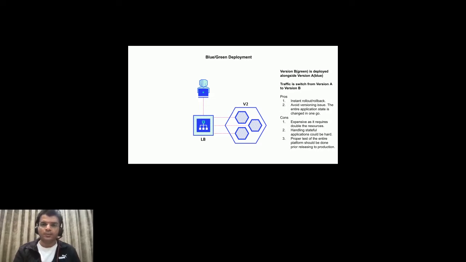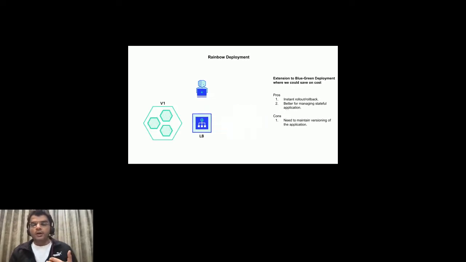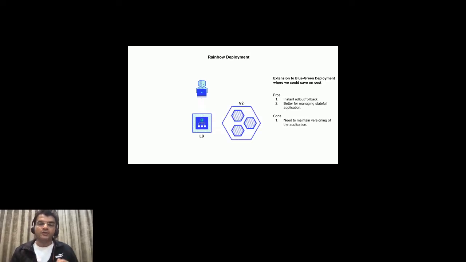Now we're talking of the rainbow deployment. Again, it's an extension of blue green, where you are saving cost. The whole difference here is more of a design approach or an infra approach. You don't need to maintain versioning of the application.